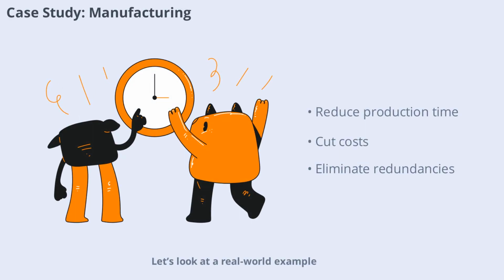Let's look at a real-world example. A car manufacturer used process flow analysis to map its assembly line. By identifying bottlenecks and redundant steps, the company was able to reduce production time by 20% and cut costs significantly. This case highlights the power of process flow analysis in driving tangible improvements in manufacturing.